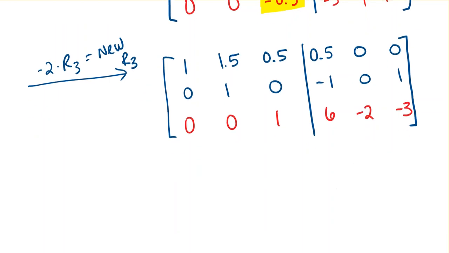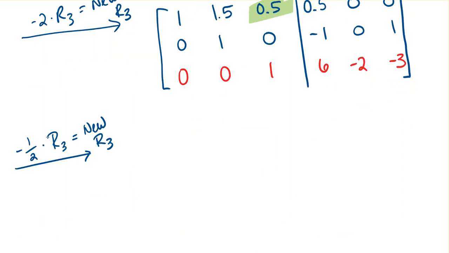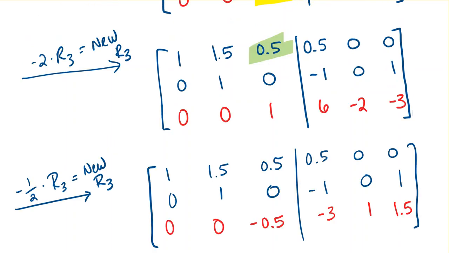Okay. And now, since this entry is already a 0, our next goal will be to make this entry a 0. Okay. We can do that by taking 1/2 times row 3, and then once finding that new row, we would then add that to row 1, and we'll make this into a 0. So notice what we were doing is trying to get this entry to be a 0. So we multiplied row 3 by -1/2.